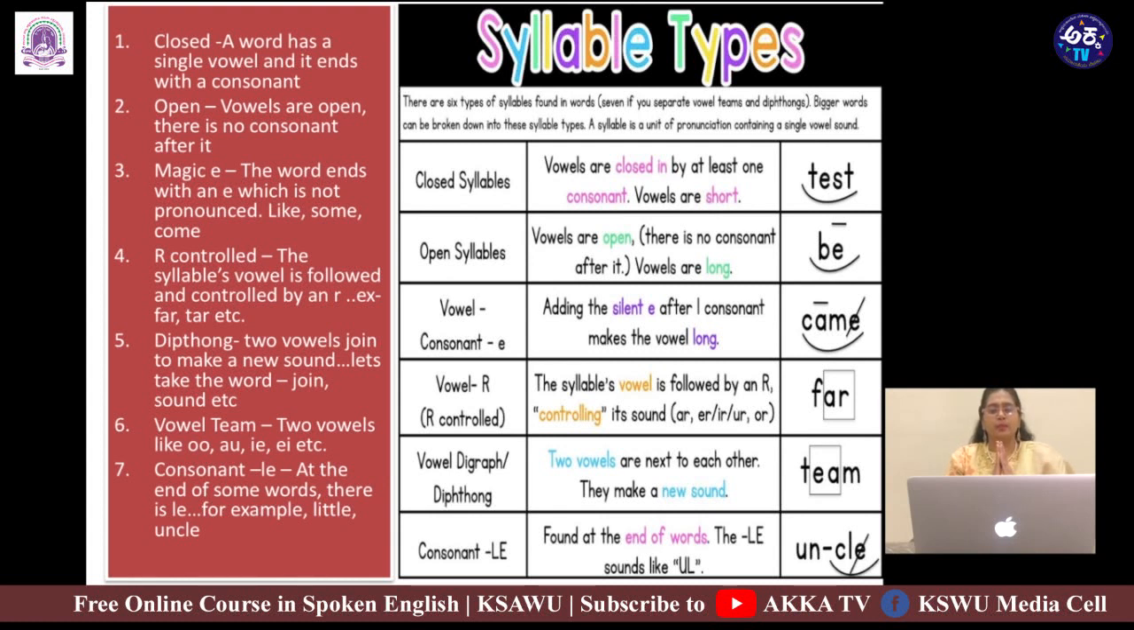There are syllables where the word ends in C-L-E. For example, uncle, little. Now these words are never pronounced with a vowel sound before the L, because sometimes in Karnataka and many other South Indian states, people say it that way. We just have to say little, uncle.